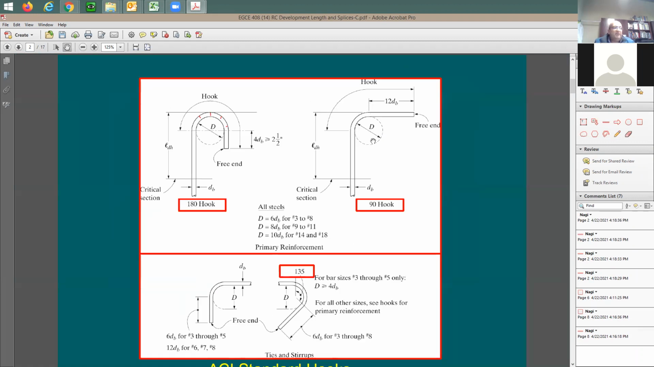So in many cases, the 90-degree standard hook gives you the option that's available for you, and this is what you'd like to do. Okay.